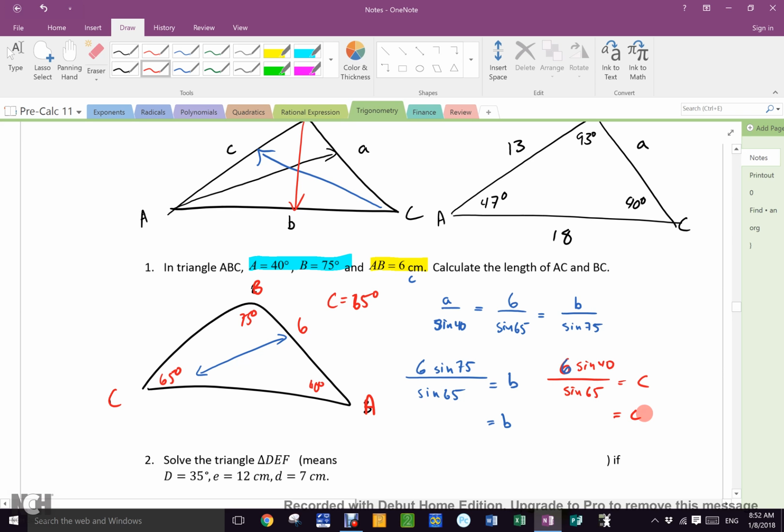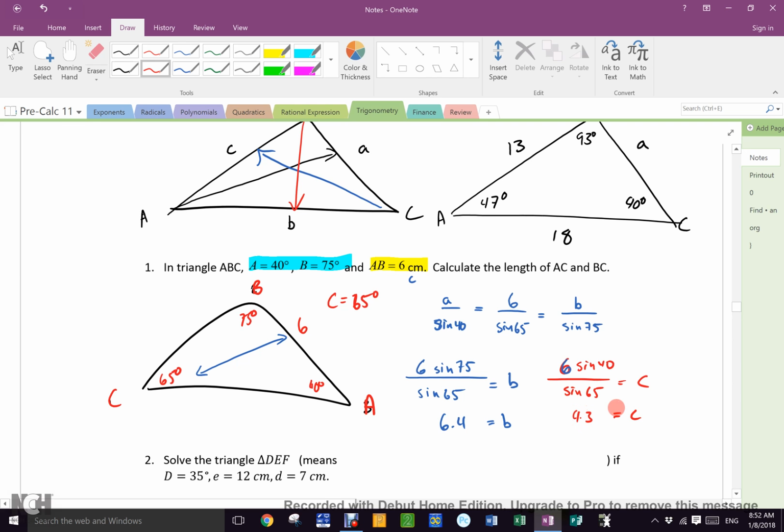One decimal place is more than enough. Would anybody like to offer one of the answers? Max? Sure. 6.4. And what did somebody get for little c?